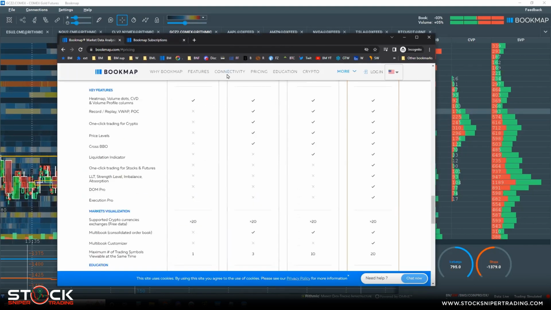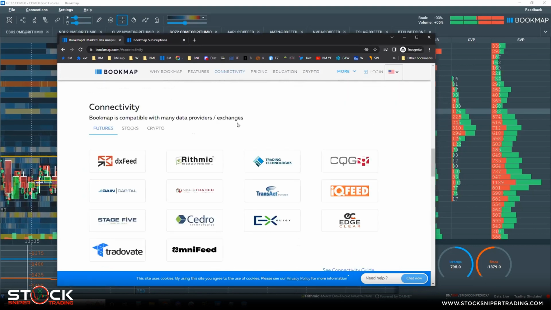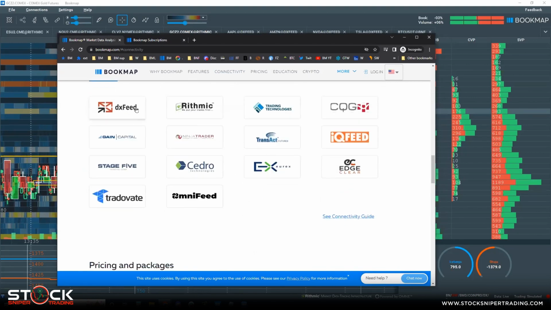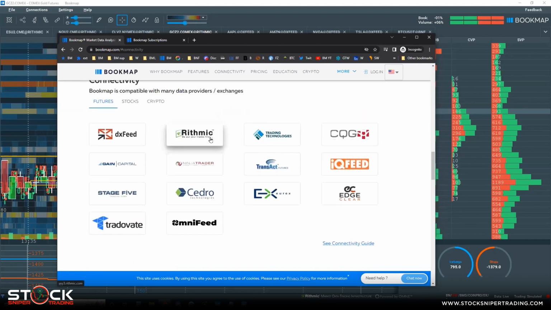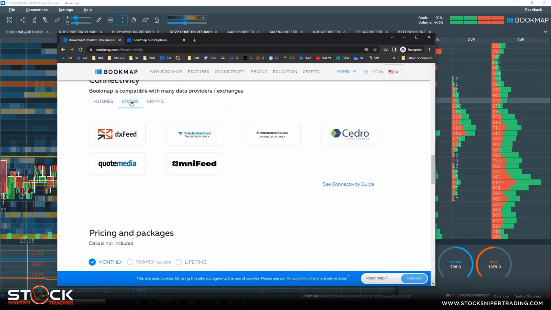So we'll go to bookmap.com and go to connectivity. So for futures, these are all the different data providers that we connect to. All the main ones are here. There's DXFeed, there's Rhythmic, which we prefer. You'll have CQG, IQ Feed, Gain Capital. You can connect to the API of Ninja as well. There's Transact. So yeah, they're all listed here. OmniFeed is a newcomer that's offering futures data as well as stocks data. And I'll show you where you can get DXFeed data from our website, and you can get Rhythmic data from our marketplace, which I'll show you.